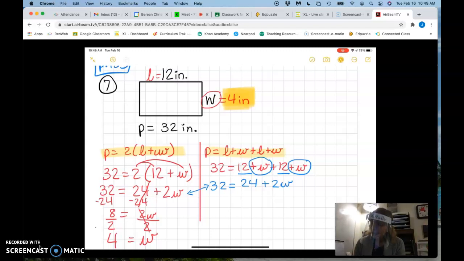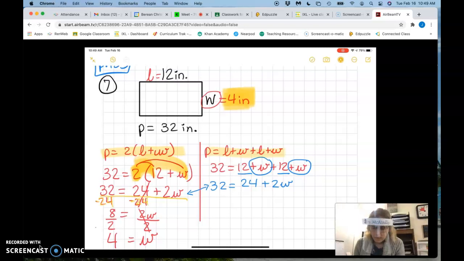So the example that I did here with this one is, since the 2 is on the outside of the parentheses, I have to distribute that 2 to the inside of the parentheses. And that's what I did. And I said that 32 equals 24 plus 2w, because I distributed that 2. And then I just solved the equation like you would normally solve an equation. So I did minus 24, whatever you do to one side, you have to do to the other. That canceled out, and I was just left with 2w equals 8.